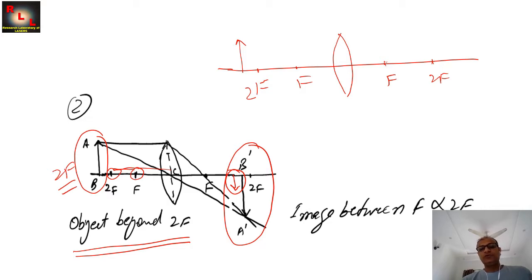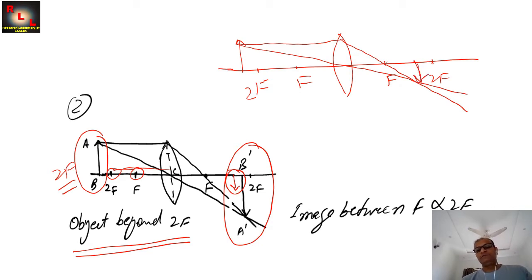First thing you will do is draw this ray here, and then you draw the G-frame passing all the way. So here you will find the image. It's in between f and 2f. So when the object is beyond 2f, then the image is formed between f and 2f. This is the second case.